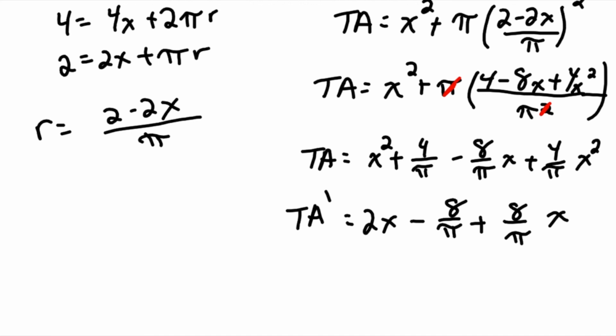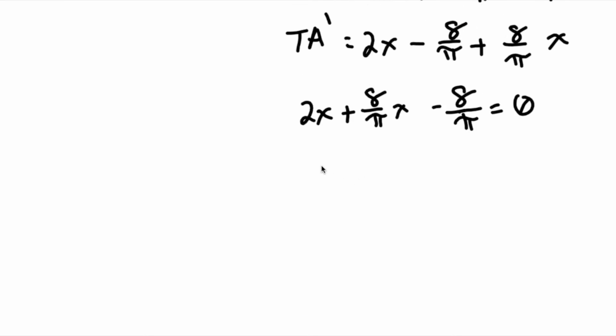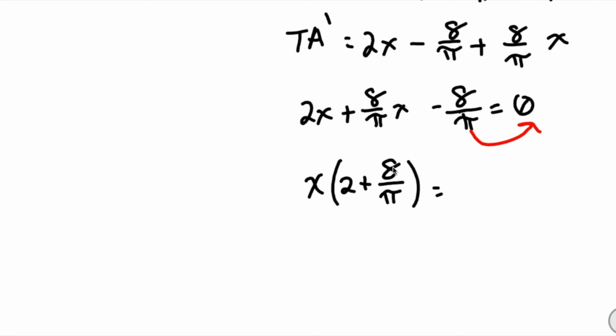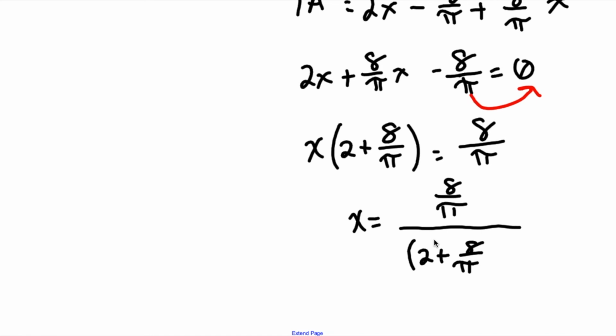Okay, so now we're going to set this equal to 0. So 2x, I'm going to rearrange this a little bit. 8 over pi x minus 8 over pi equals 0. My reason for doing that is because I need to factor out an x. But also in this step, I'm going to add this over to this side. So I'm going to do those two things here. 2 plus 8 over pi is equal to 8 over pi. Divide this whole stuff in parentheses over to get x by itself. So my numerator is the right-hand side, 8 over pi, and my denominator is 2 plus 8 over pi, like that.